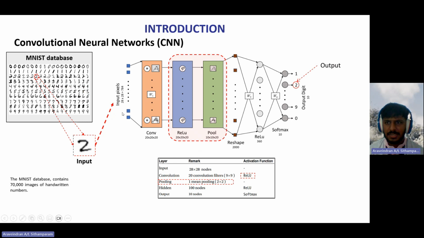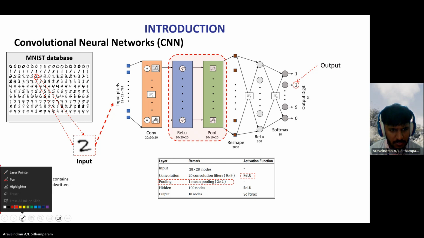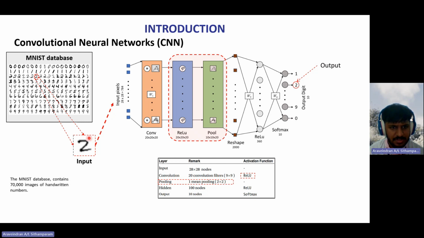Right. So this is the introduction. What my project is based on is CNN, which is convolutional neural network. My project will take data from the MNIST database. The MNIST database has around 70,000 images of handwritten numbers. So the input will be from the MNIST database. For example, as you can see here, this is the input from the MNIST database.